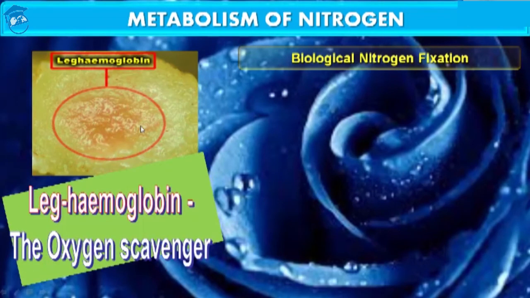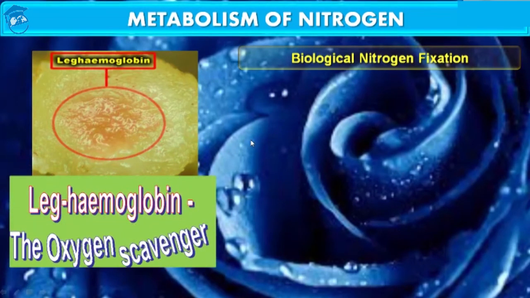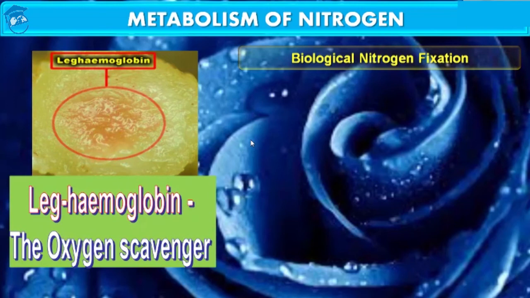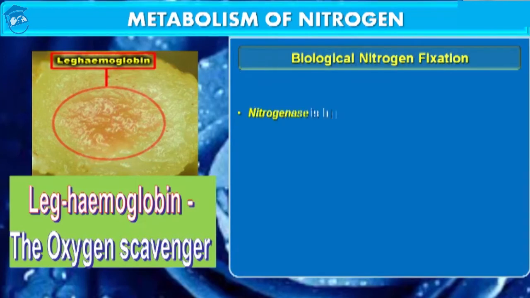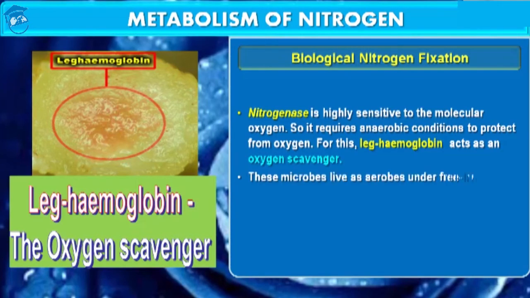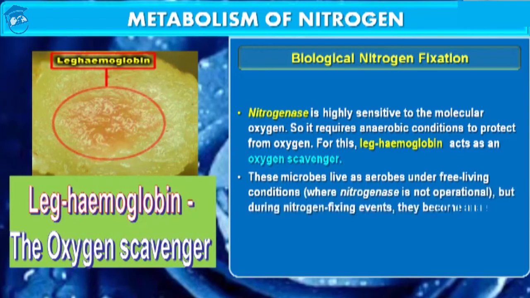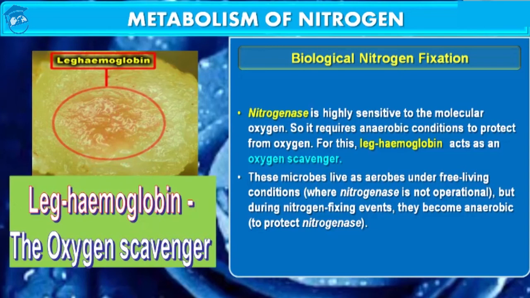So this is the leghemoglobin, which is an oxygen scavenger. It is the red or pinkish central portion. So what makes the nodule pink? This is due to the presence of the leguminous hemoglobin or leghemoglobin. Nitrogenase enzyme is highly sensitive to molecular oxygen. It requires anaerobic conditions to protect it from oxygen. For this, leghemoglobin acts as an oxygen scavenger. That means it captures it.